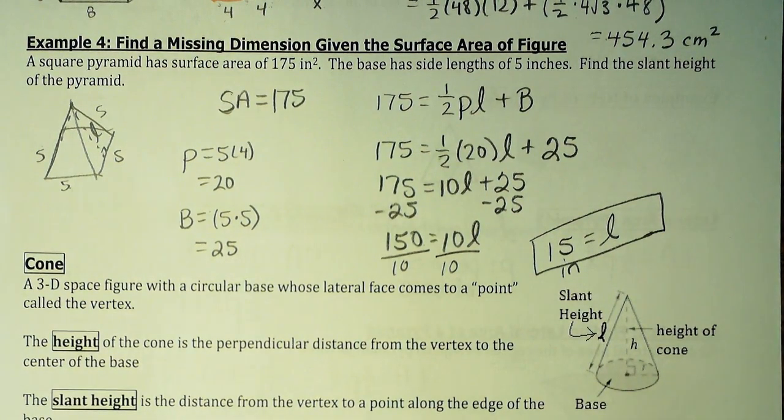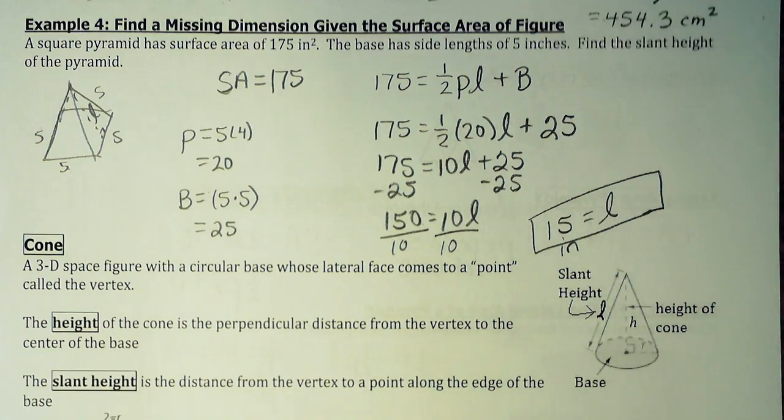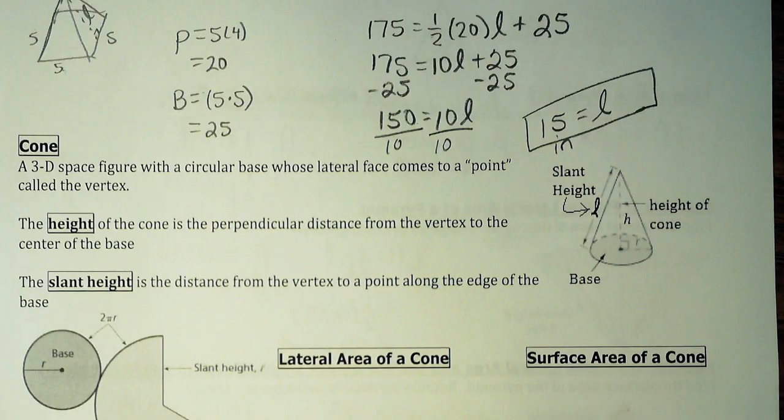Okay, now the rest of what we're going to focus on is lateral area and surface area of a cone. And so this is extremely similar to how you find the lateral area and surface area of a pyramid. The only difference is the base has to be a circle, and the formula is going to look really similar as well.